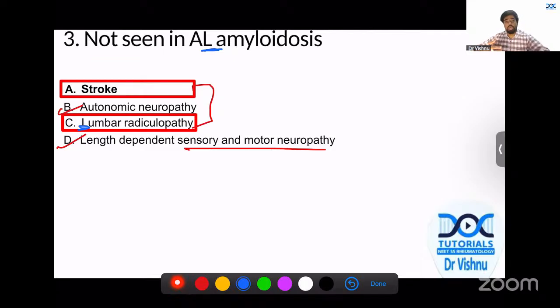But when we talk about stroke, it is more often discussed not with your AL amyloidosis, but with your cerebral amyloid angiopathy, right? So that also, and also sometimes stroke may occur because of a cardiac involvement leading to thrombus formation, that leading to emboli, and embolus leading to your stroke. So those are the mechanisms by which stroke occurs in your AL amyloidosis. In your cerebral amyloid angiopathy, in your AL amyloidosis, it can occur, and it's not like it cannot occur, but a better answer would be lumbar radiculopathy, which is more typically described in these cases.